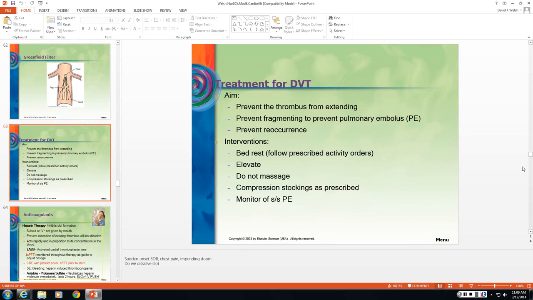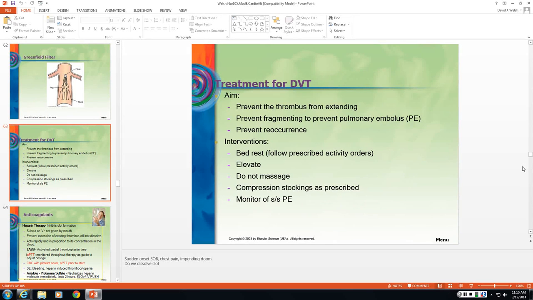So treatment for DVTs, basically the aim is you want to prevent the thrombus from extending. You want to prevent any kind of fragmenting to prevent any pulmonary emboli. You want to prevent recurrence. So interventions you're going to do for DVTs is basically you're going to put them on bed rest, follow prescribed activity. You're going to elevate the affected extremity, but not above the heart. You don't want to massage the areas. You want to put compression stockings as prescribed. And you want to monitor for signs and symptoms of a PE.